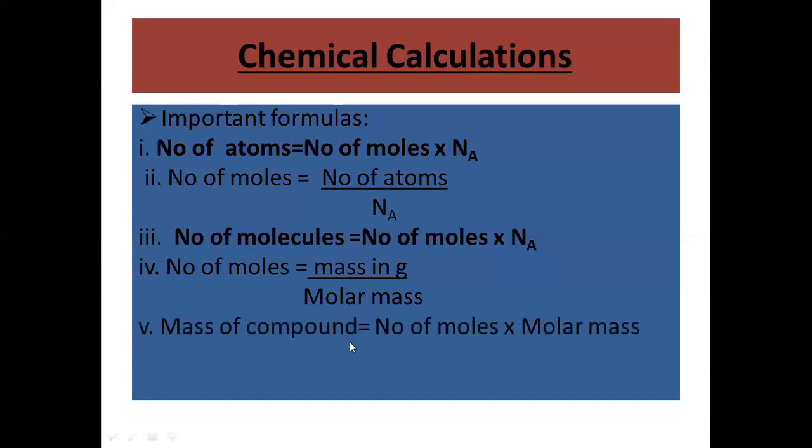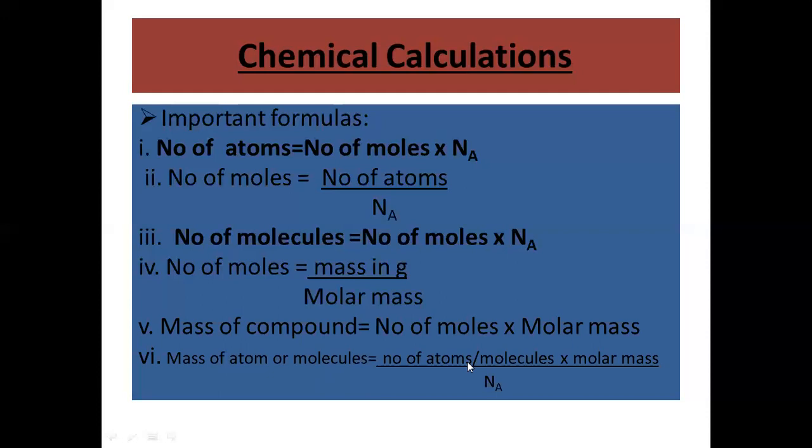Mass of compound is equal to number of moles into molar mass. If number of moles are given and asked about mass, we have to use this formula. There is one more formula of mass, but we will use it in the case if number of atoms or molecules are given. If number of moles are given and asked about the mass, then we will use formula number 5. If number of molecules or atoms are given and asked about the mass, then we will use formula number 6, which is mass of atom or molecule equal to number of atoms or molecules into molar mass divided by Avogadro's number. So these are the 6 important formulas which we can use to solve the numerical problems.